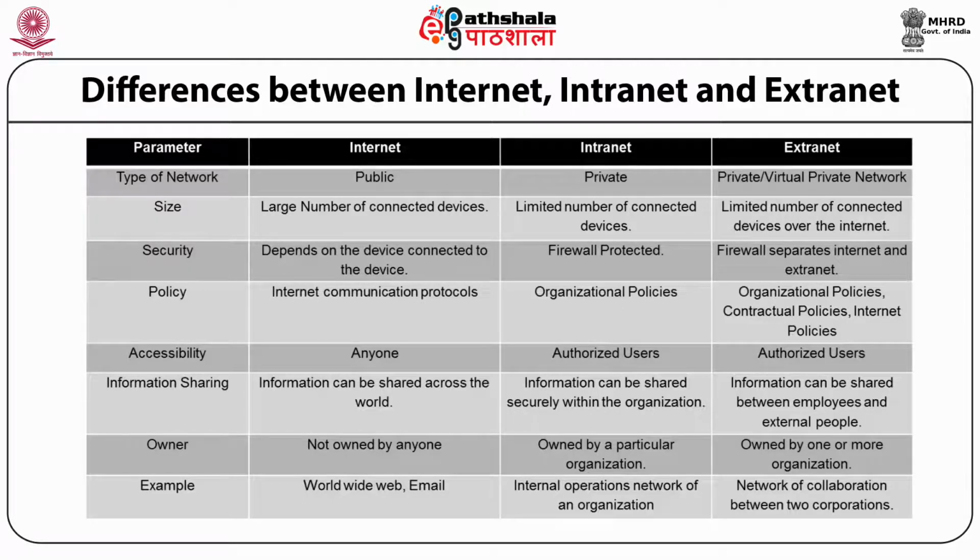When we talk about the internet, it is not owned by anyone. Intranet is owned by a particular organization, as all the information and the data flow is within the organization. So the organization holds the ownership. Extranet is owned by one or more organization. The example of internet is World Wide Web, email. When we talk about intranet, it is the internal operations network of an organization, and extranet is the network of collaboration between the two corporations.